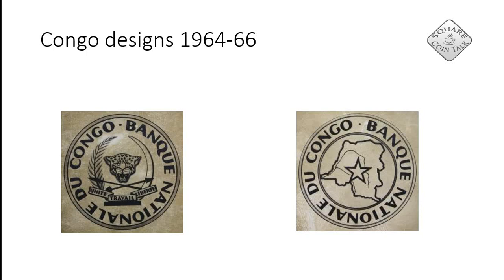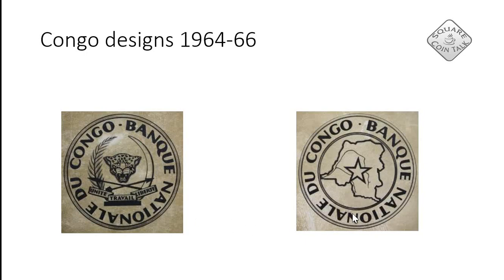Now, what we can see is 2 out of 4 designs he made for the Congo, and these are the obverse. Here we have the coat of arms, at least at that point, and we have unity, work, and freedom. And then we of course have the leopard, the elephant tusk, the 2 spears, and the branch.